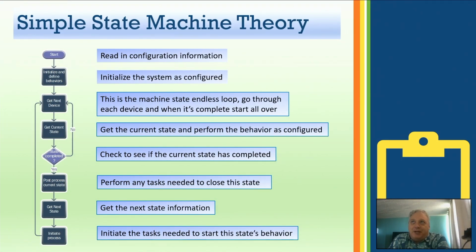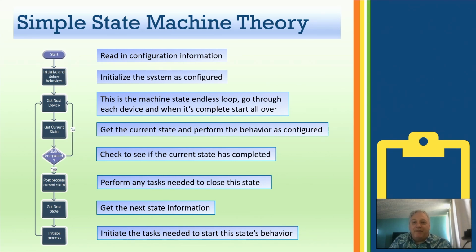So the first thing in a state machine is starting. You've got to start somewhere. When we start, we need to read in a configuration, because by default the program's not going to know what type of devices you have, how many you have, and how to react to them. So we read in the configuration from a file that we create, or as we're starting off, it's all going to be in the source code.